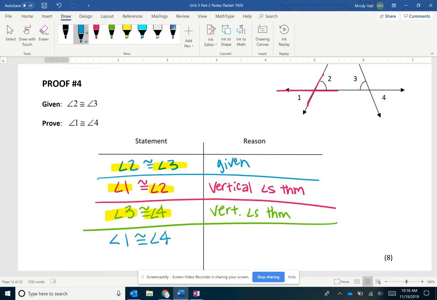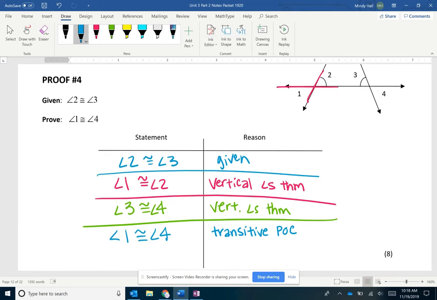Congruent to angle 4 because of the transitive property of congruence. If you can make a chain of statements like this is equal to this is equal to this, to this, to this, then that is the transitive property. You're saying you're going from one thing to the other and keeping that equality or congruence the same throughout.